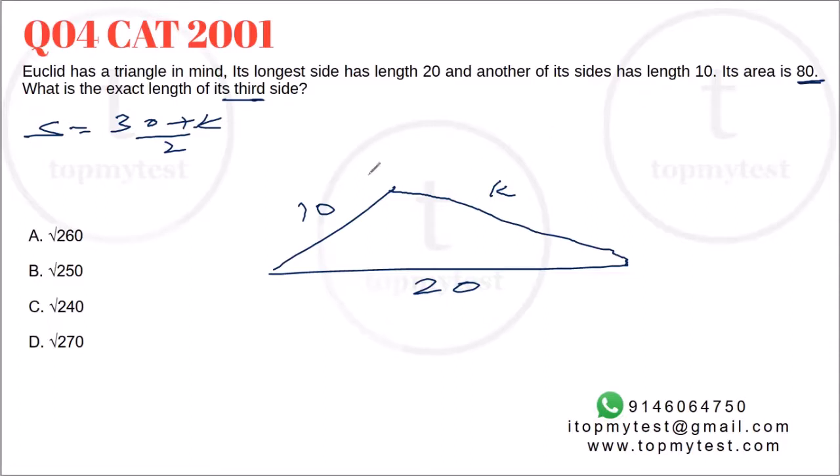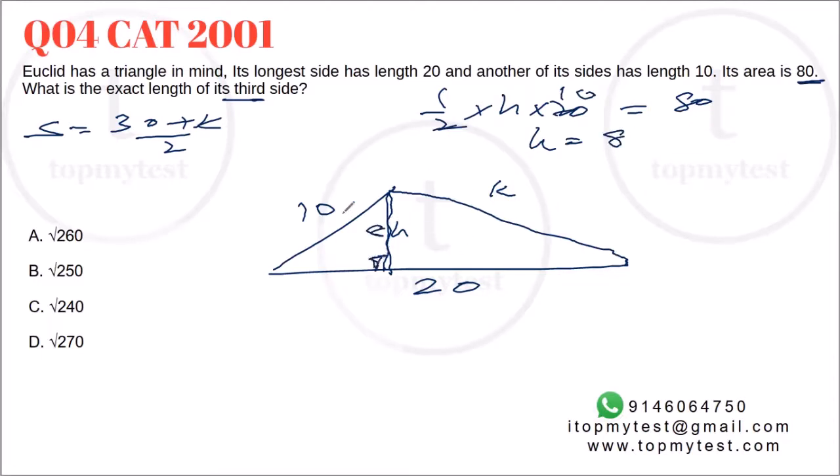Area of a triangle, one thing was Hero's formula. The most common one is half base into height. So let's drop a height here. If I drop the height h here, we know half of h into 20 equals 80, which means h should be equal to 8. This is a right angle triangle because it's an altitude. So 8, 10, this should be 6, Pythagoras triplet.